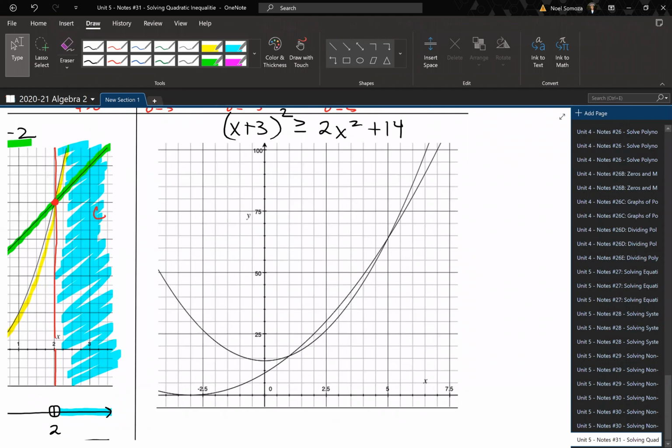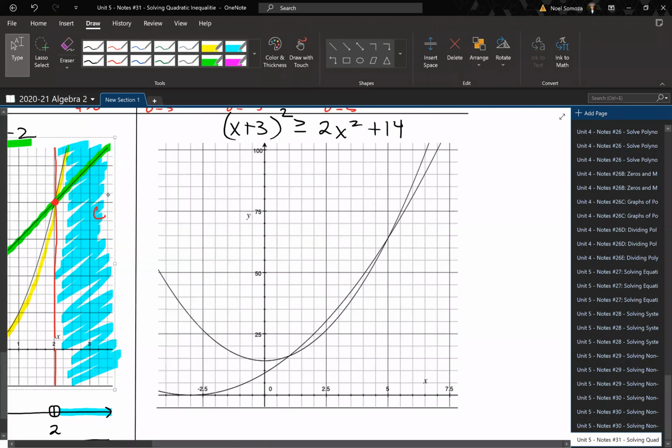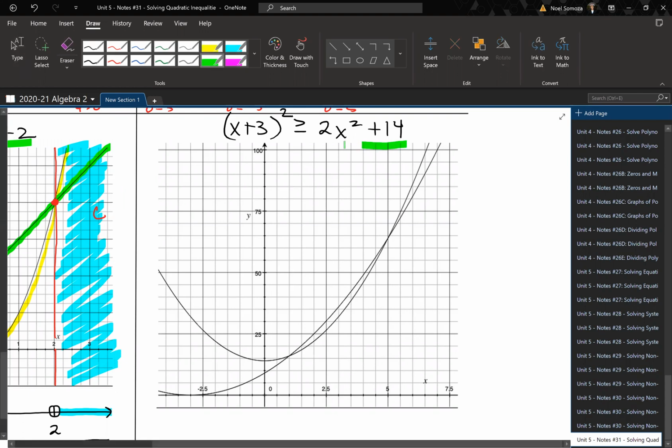All right. So now the tricky part with this problem is identifying which one is which, because we have two parabolas. You see how we have x plus 3 squared? When we expanded that, that's a parabola, that's a quadratic. And then the 2x squared plus 14, that's also a quadratic. So part of the problem is just identifying which one is which. Let's start with this one. The 2x squared plus 14.